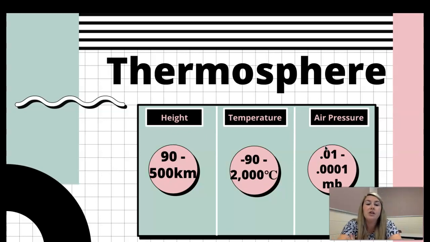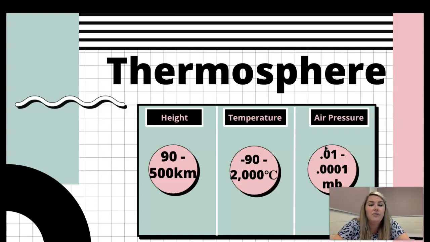The next layer is the thermosphere. The thermosphere is one of the larger layers, and it has a height of 90 kilometers all the way up to 500 kilometers. So this is a huge layer, right? Its temperature can go from negative 90 degrees Celsius, which was that coldest mark in the mesosphere, and then can go as high as 2,000 degrees Celsius. So not only is this our largest layer, it is our hottest layer, all right? It's very hot in the thermosphere.